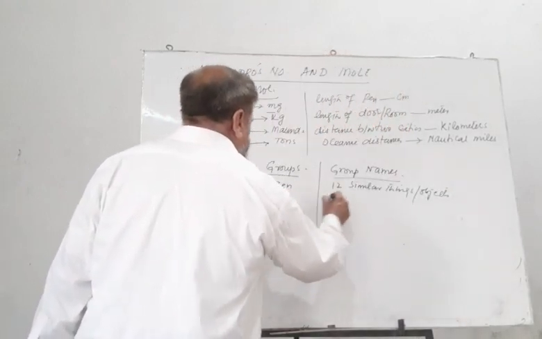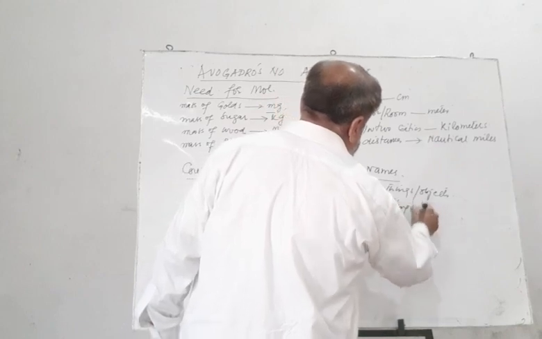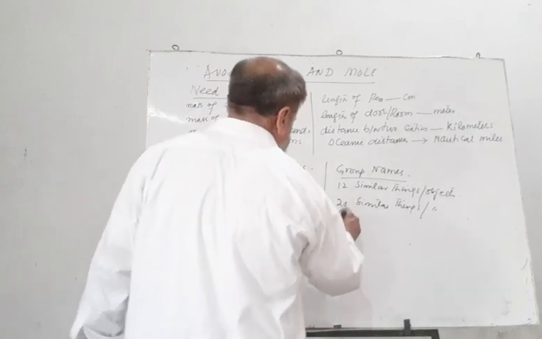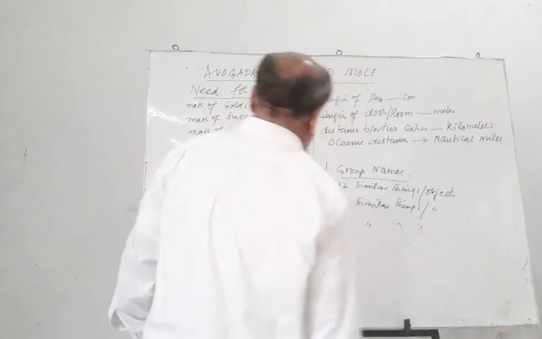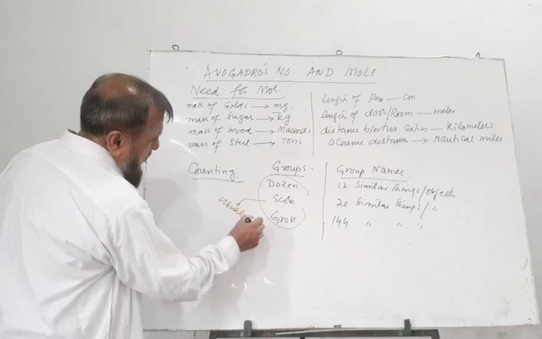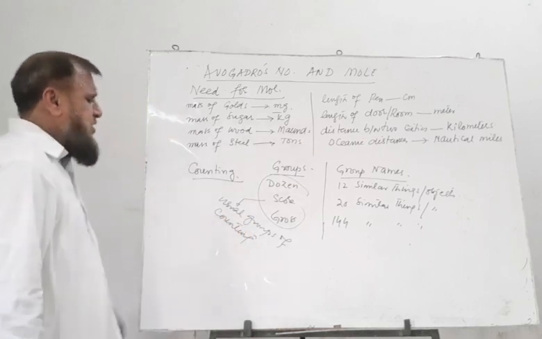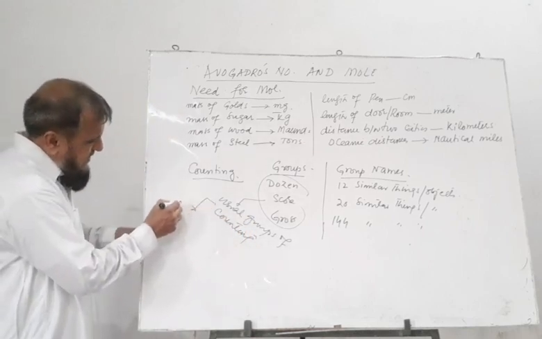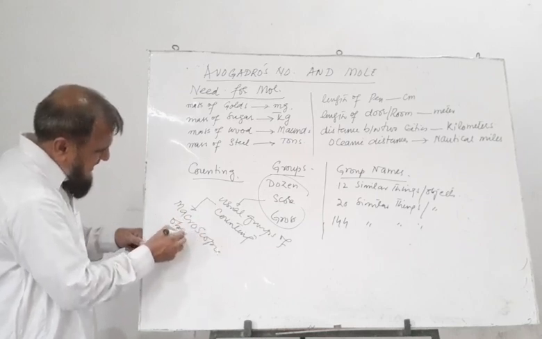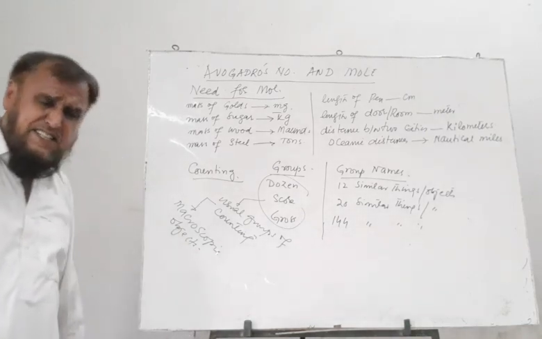A score is a group of 20 similar things or objects, and a gross is a group of 144 similar things. Now these groups are known as the usual groups of counting, and they can be used easily for macroscopic objects which can be seen with the naked eye, like tables, chairs, pens, boys in a class.